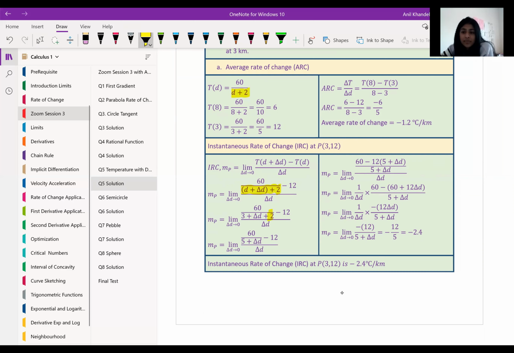Otherwise, great application of the quotient rule, right? So that's how we're going to do it. Perfect.